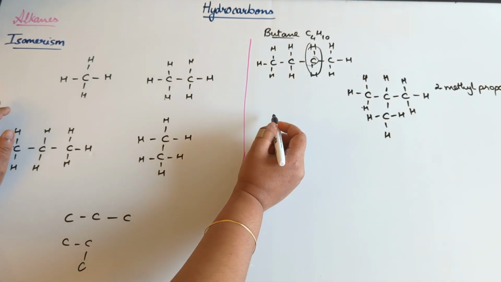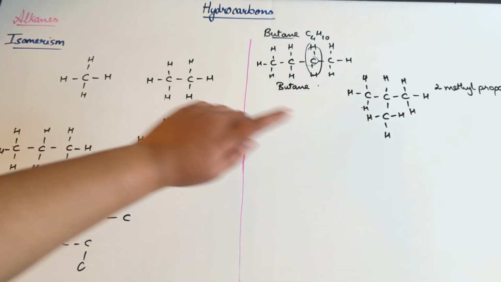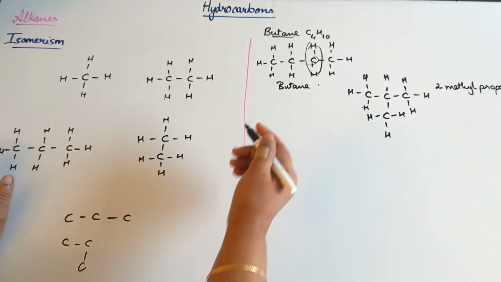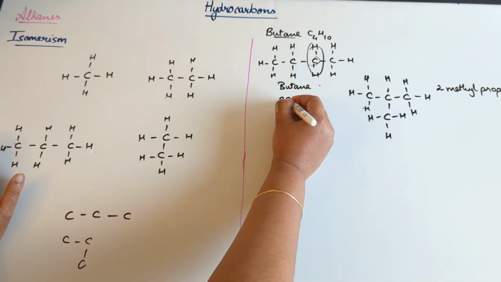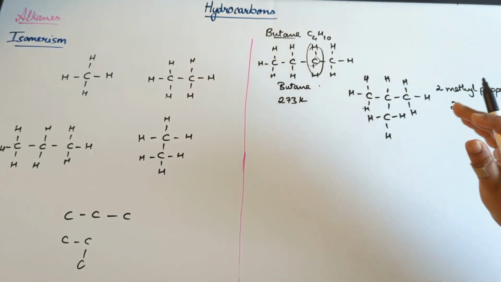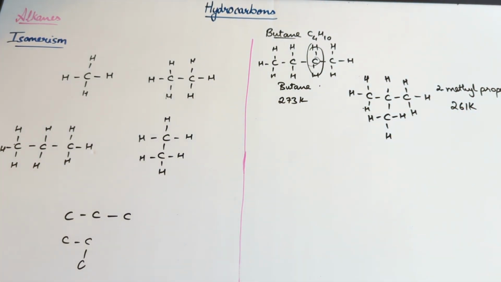This one is called butane. So their common names are also going to be different. This is n-butane, whereas this is going to be isobutane. The boiling point of both of these structures are going to differ. We will talk about the reason for all of this in detail when we talk about the physical properties of alkanes. But here the boiling point of butane is 273 Kelvin, whereas the boiling point of 2-methyl propane is 261 Kelvin. So there is a difference in terms of boiling points.